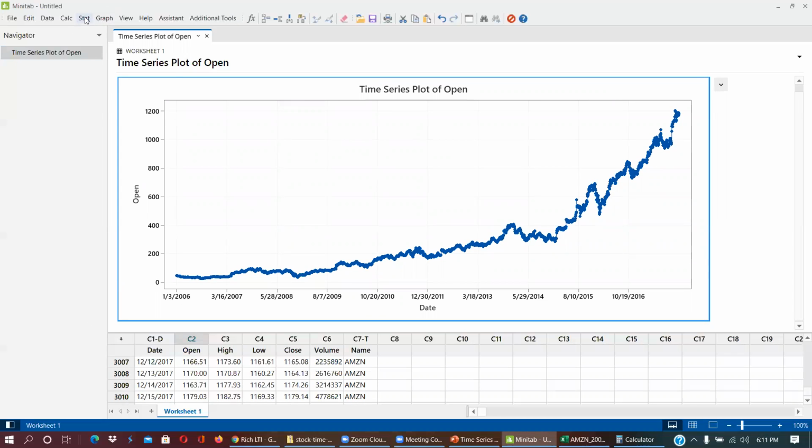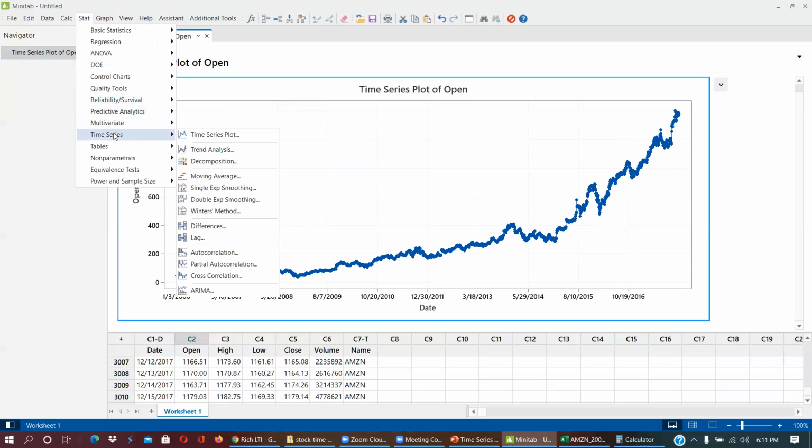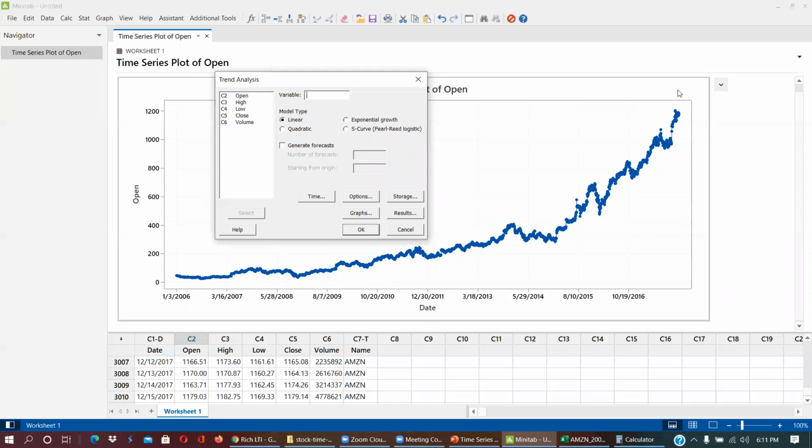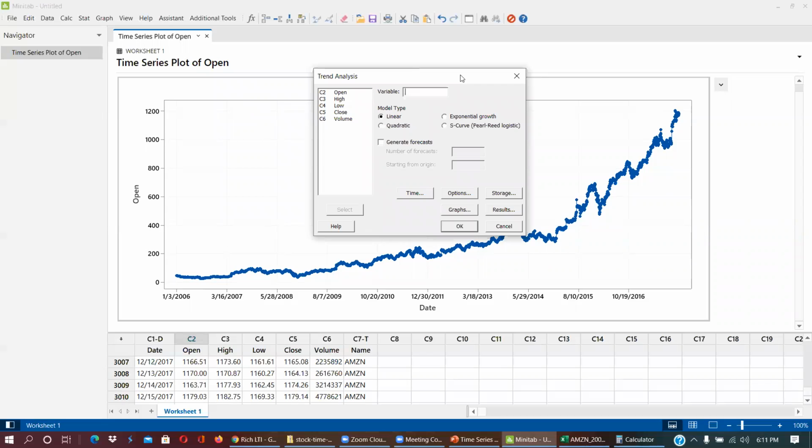Let me go under Statistics again: Time Series, Trend Analysis. Here under Trend Analysis, you have 4 options: linear, exponential, quadratic, and S-curve. You can understand the basic nature using this plot. First you plot, and then you can understand what kind of nature it has, or there is another way to analyze it. I'm just going to select the value of Open.